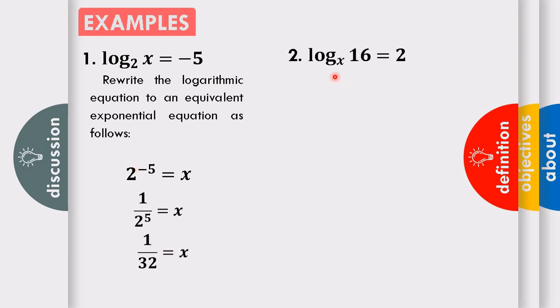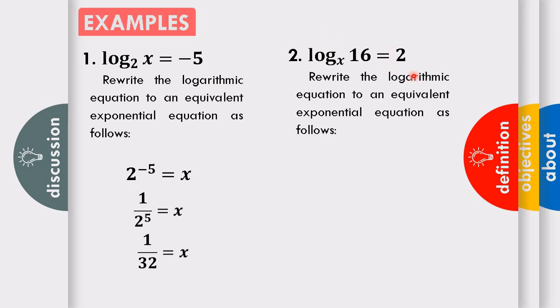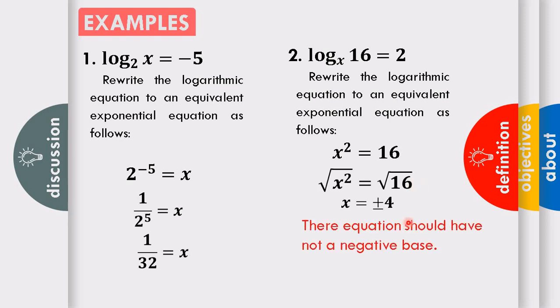Next, number 2. So we have the logarithm of 16 to the base x equals 2. Again, write the logarithmic form into exponential. So we have x squared equals 16. Then square root both sides. So we have x equals positive or negative 4. Their equation should not have a negative base. So therefore, the base is only 4. Okay?